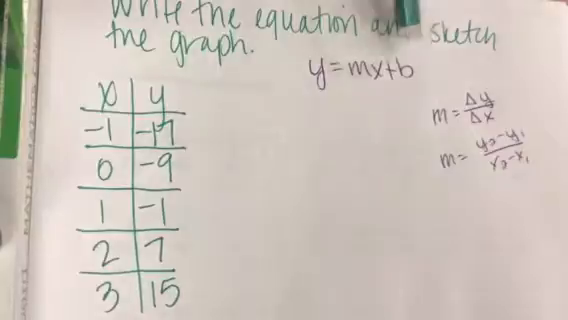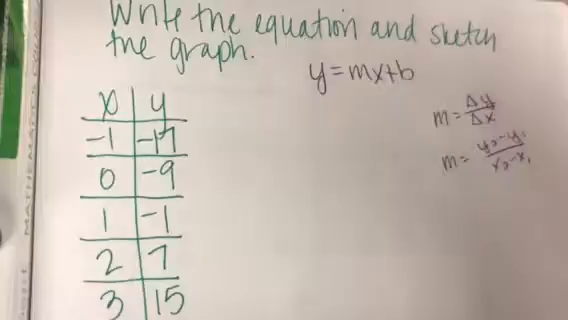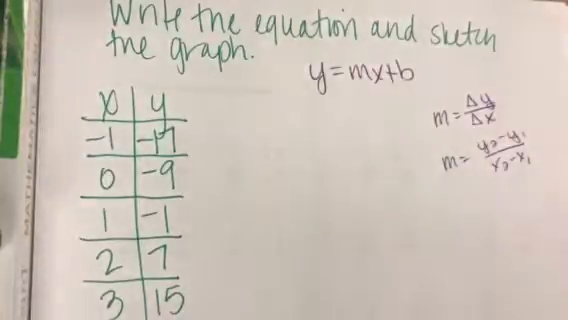Okay, great. And then b is going to be our y-intercept. And once again, our y-intercept is where it intersects the y-axis. So that means when x equals 0. Okay, so that's super easy. I know we'll be able to do this. So let's start with writing our equation. First things first, let's find our slope.